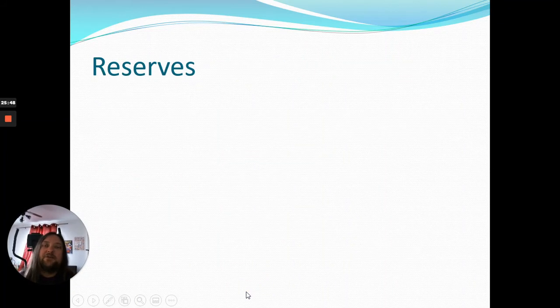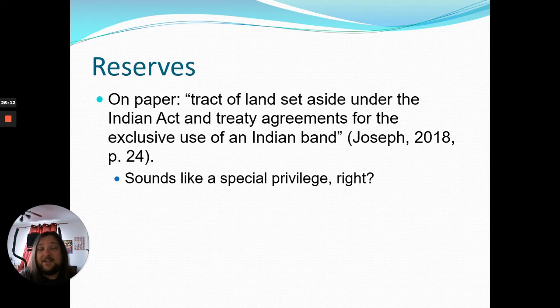Now, the third thing that Bob Joseph talks about in this chapter is the creation of reserves. Now, here's a common misconception. Again, a lot of non-Indigenous people will assume that reserves are this special gift. Look, they were given these pieces of land, and it's a gift of extra land that they didn't have before. And that's not the case. It's not a gift at all.